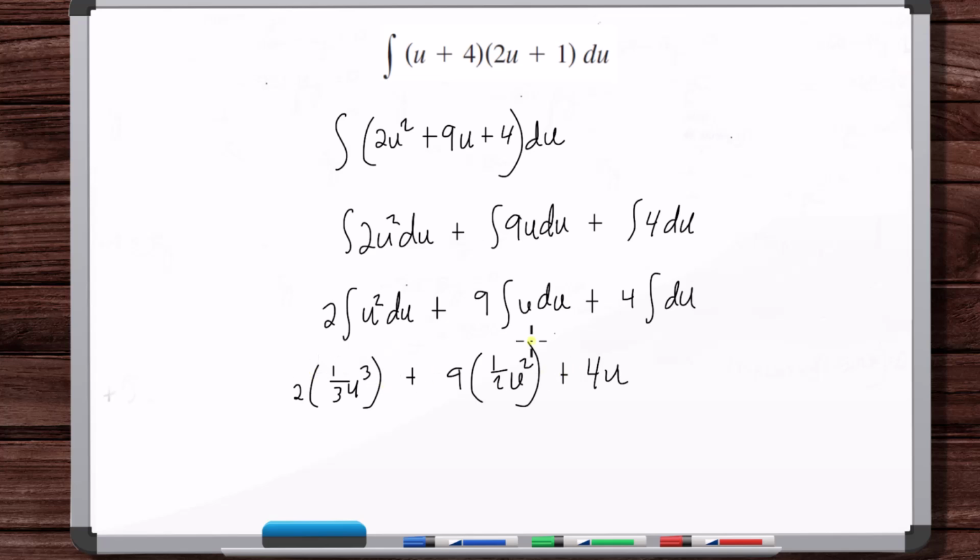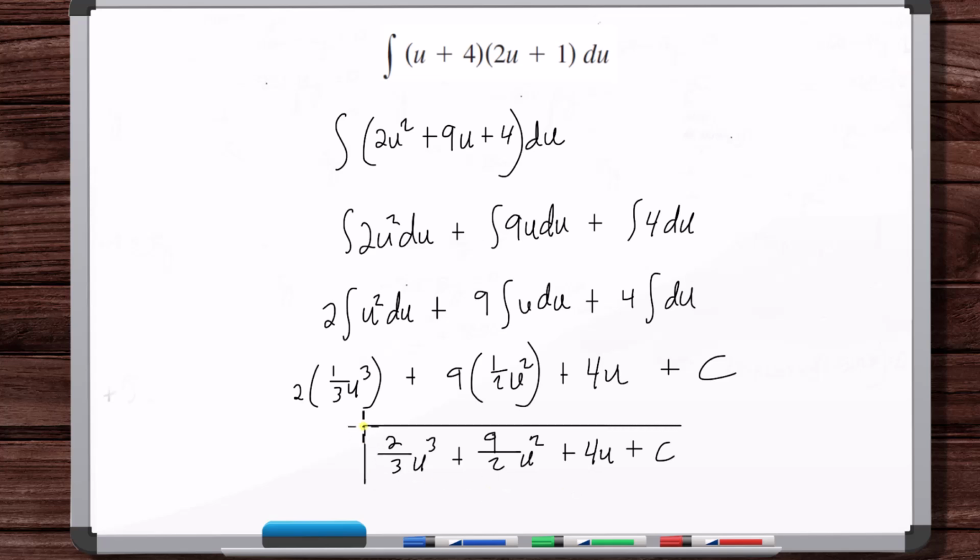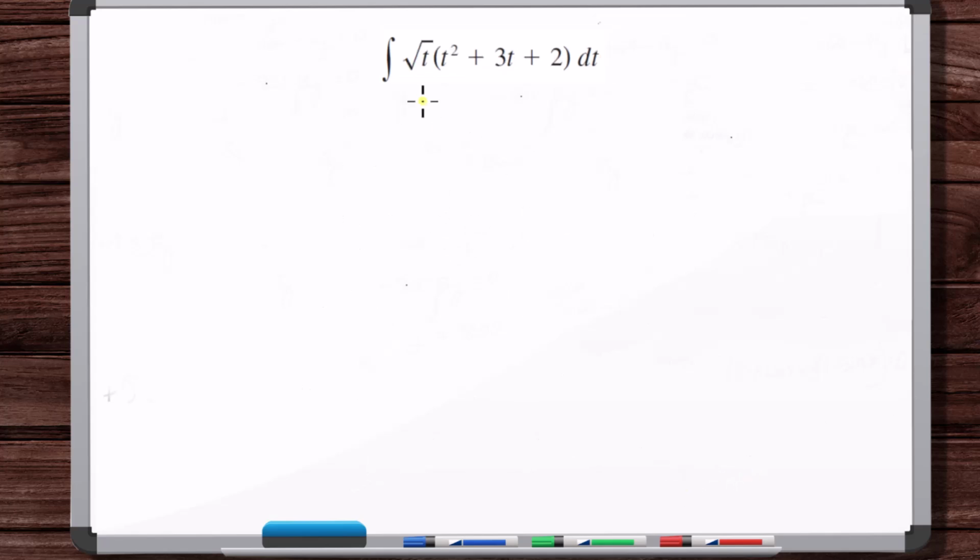Okay, now here's capital F of u. So to finish this, we just put a constant on the back end. So now simplifying. That's the indefinite integral. Okay, so here we can write this square root of t as t to the 1/2.